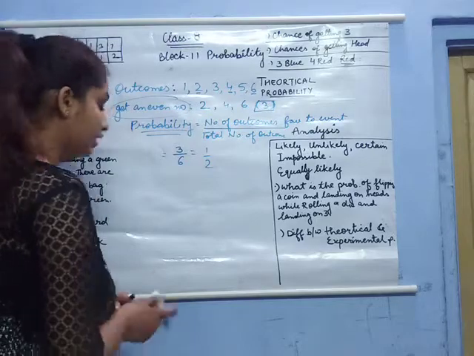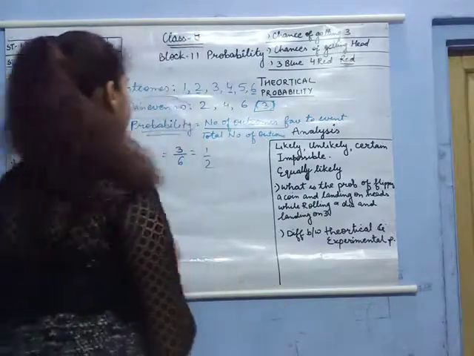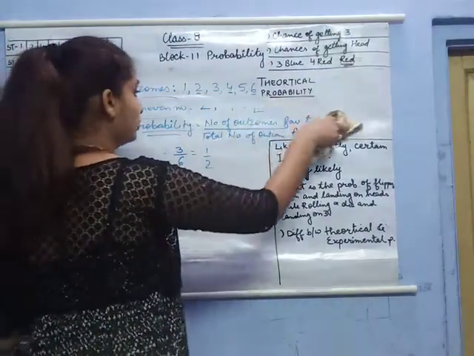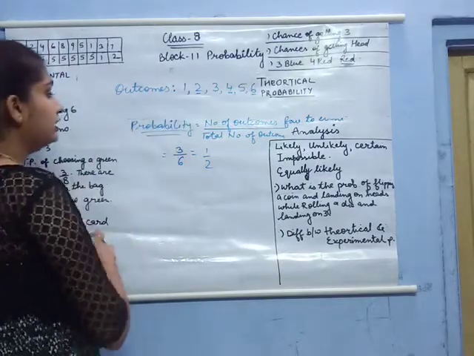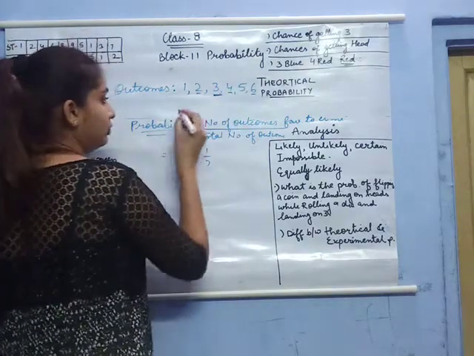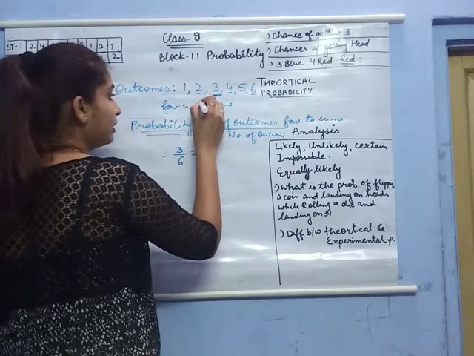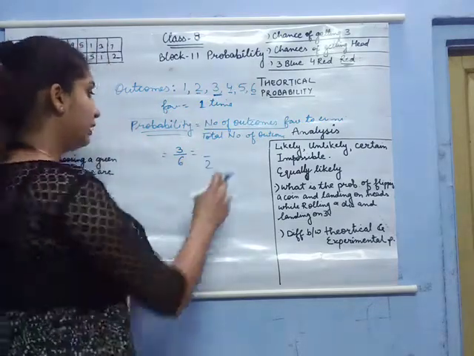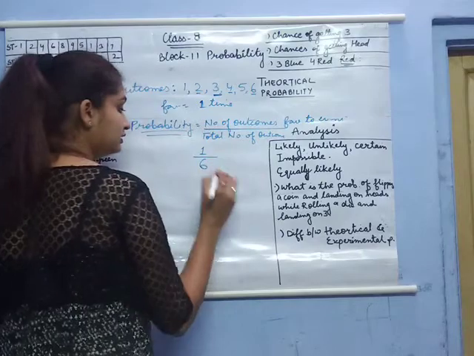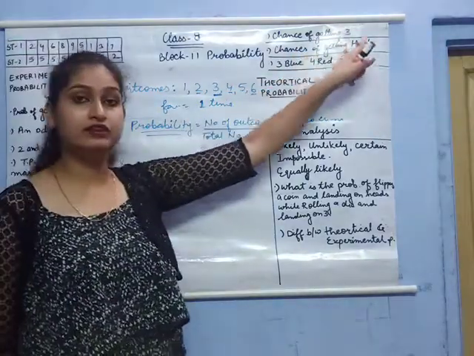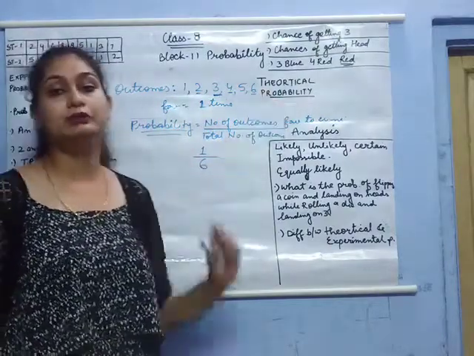Is that clear? Now have a look over here. Chance of getting a 3. If I say chance of getting a 3, how are we going to work? How many times can you see 3 appearing in these outcomes? 3 is here only 1 time. So the favorable outcome is 1 time only. The probability will be the number of outcomes favoring that event, that is 1, and the total number of outcomes is 6. So the chance of getting 3 on a die while rolling it is 1 by 6. This is called theoretical probability.